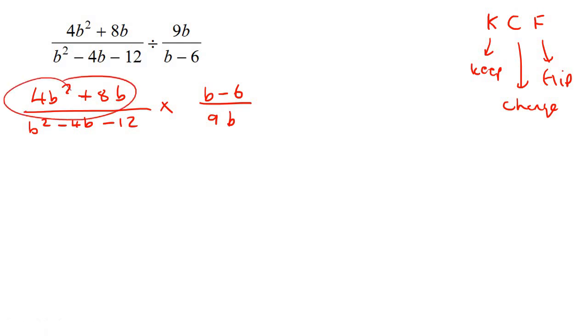Now if you look at this and you're like, Kevin, I can't factorize that. Remember, common factor, okay? So for that part, you could take out a common factor of 4b.